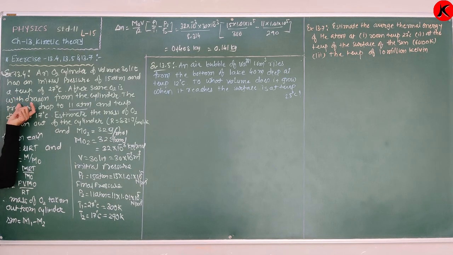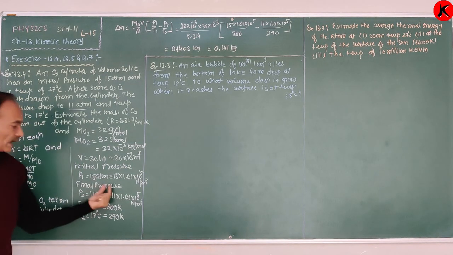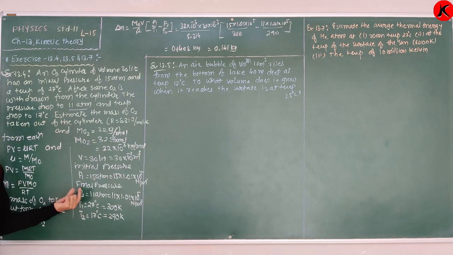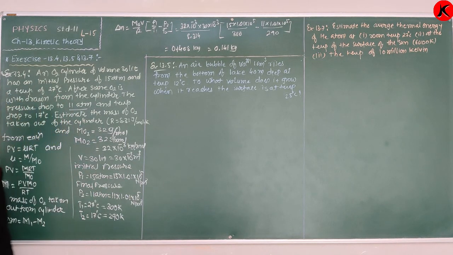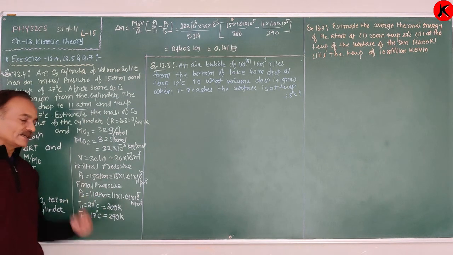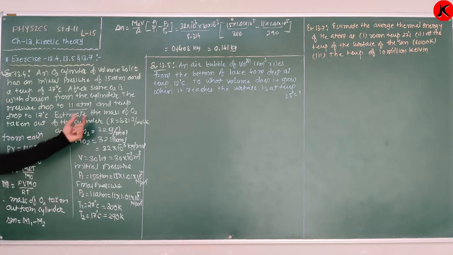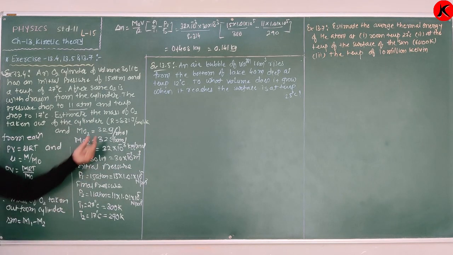After some O2 is withdrawn from the cylinder, the pressure drops to 11 atm and temperature becomes 17 degrees centigrade. Final pressure, that means after some oxygen is taken out from the cylinder, is 11 atm, equal to 11 into 1.01 into 10 raised to 5 Newton per meter square. And final temperature T2 is 17 degrees centigrade, so 17 plus 273, 290 Kelvin. The atomic mass of oxygen is given as 32 gram per mole, and R is given as 8.31 joule per mole Kelvin.